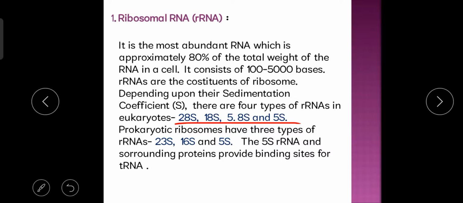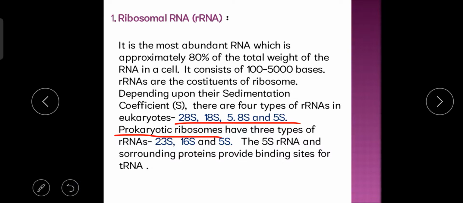Same way, prokaryotic ribosomes have 3 types of ribosomal RNAs, and these are 23S, 16S and 5S. That means in the prokaryotic cell, in the structure of the ribosome, the 23S and 5S, these 2, are found in the larger subunit, whereas the 16S ribosomal RNA is found in the smaller subunit of the ribosome structure.